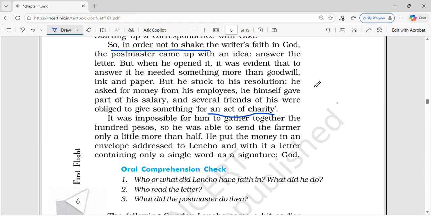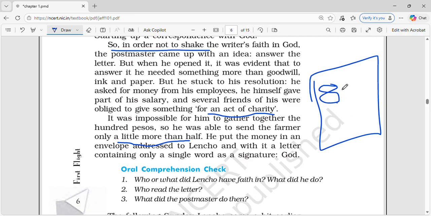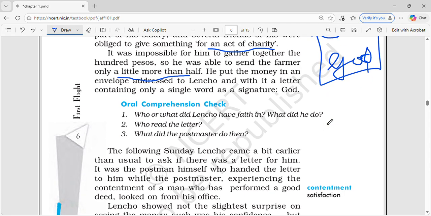तो बेसिकली एक लेटर लिखना उस पोस्ट मास्टर ने, and then what did he do is, आधे से देखो he couldn't gather 100 pesos, बट जितने भी पैसे उसने गैदर किए थे it was almost like half, हाफ से थोड़ा सा ज़्यादा, like 50 pesos you could say, 50 pesos से ज़्यादा, तो around 70-80 pesos he was able to gather. He put that money in a letter. Okay, he put the 80 pesos मान लो in that letter, and then सिग्नेचर डाल दिया गॉड का ऐसे, ठीक है, and then pass to Lencho.